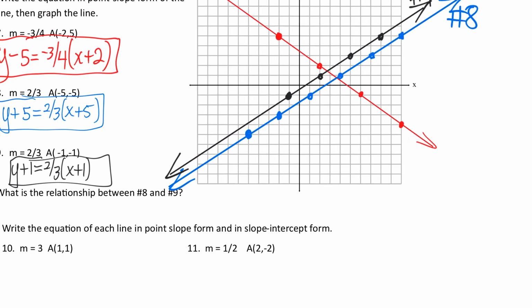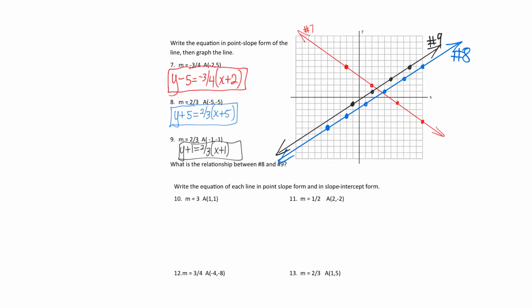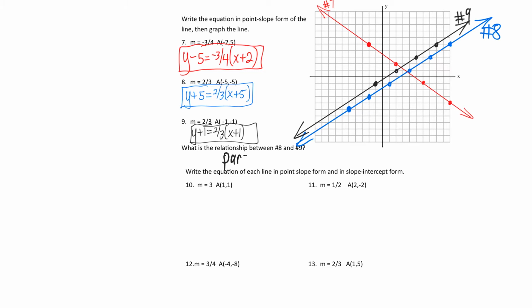So what's the relationship between number 8 and number 9 there? Okay, they're parallel again. Why are they parallel? Okay, because they have the same slope.